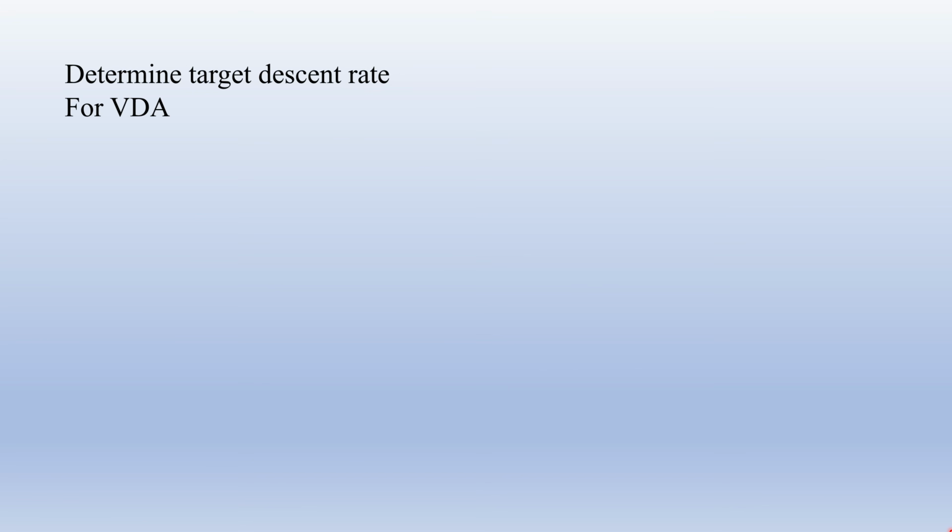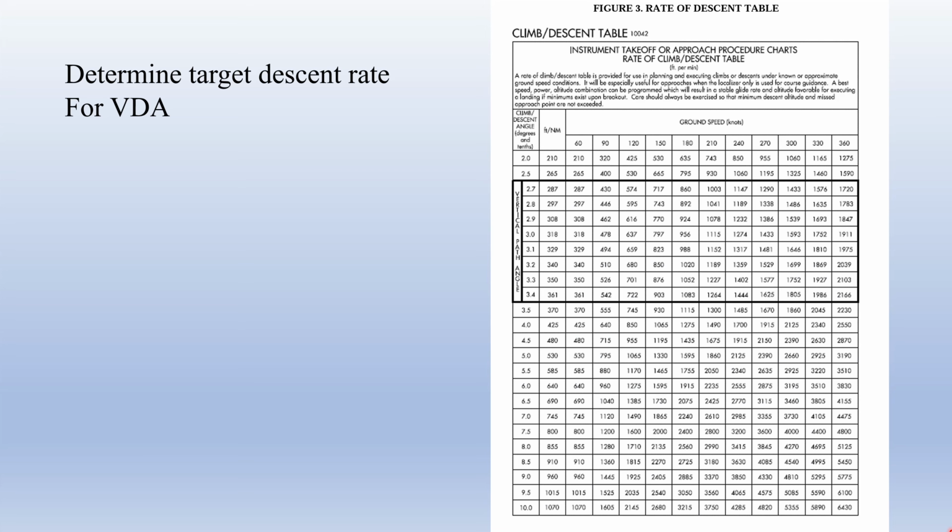So our next step is to determine the descent rate that we need to stay on that visual descent angle. And this is pretty much the exact same process that we use to determine our target descent rate to stay on a glide slope for an ILS. So we need to pull up the FAA's climb and descent table. And again, you can find this by doing an internet search for FAA climb and descent table. And again, many flight planning apps and chart apps have this somewhere in their app as well.